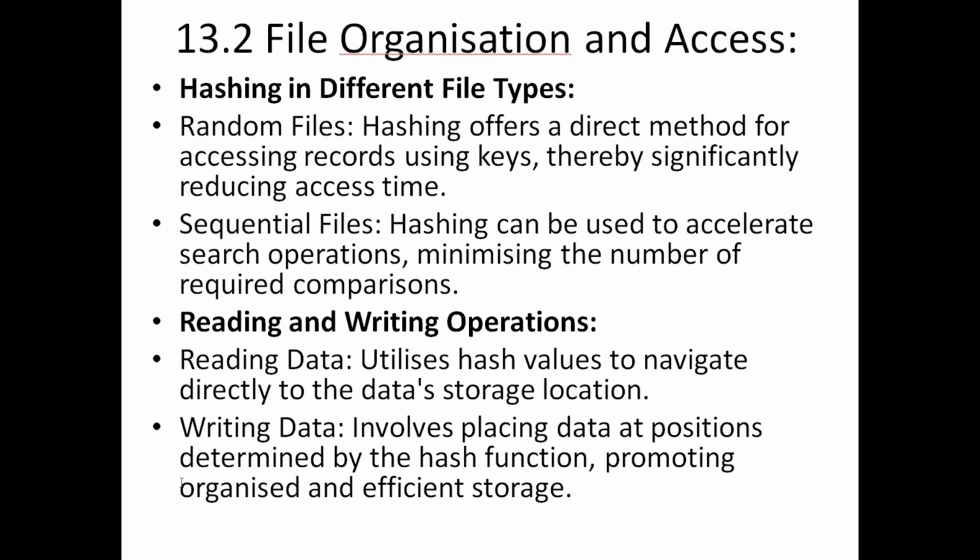Hashing in different file types. In random files, hashing offers a direct method for accessing the records using keys, so your access or searching time is reduced. Sequential files can use hashing too, although they usually don't, but it can accelerate search operations so that you don't have to perform a lot of comparison operations. You don't need to extract each line, extract the value for the key field from there and then compare it with your search term.